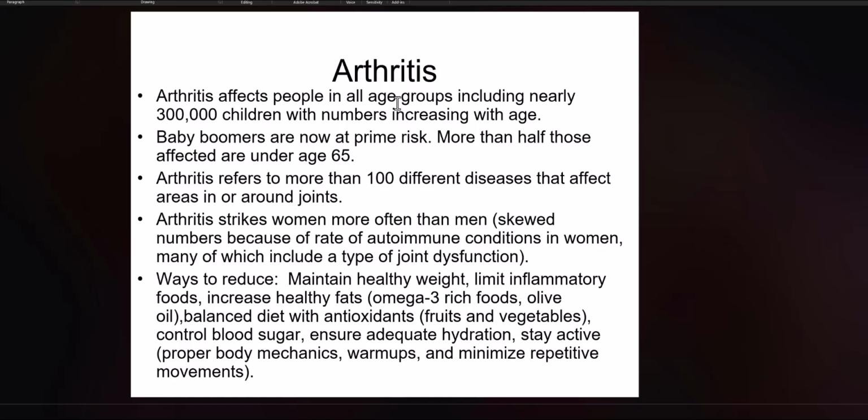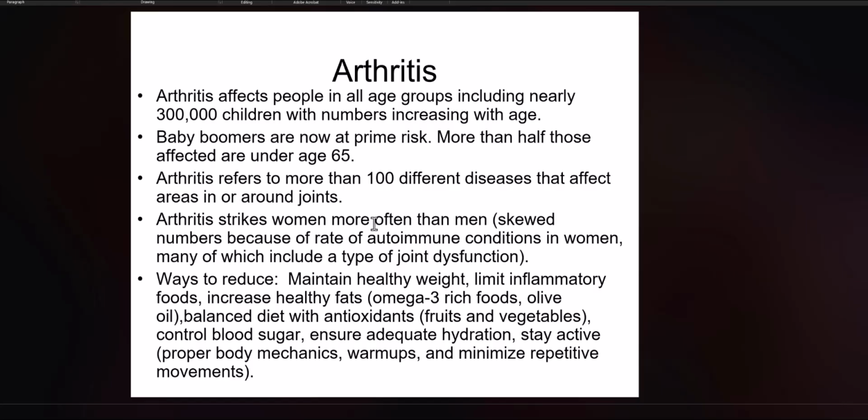Again, arthritis is not just a type of disease of the elderly. There are forms of arthritis in young people as well. It will get worse with age. Definitely, there's an aging component to arthritis, and again, over 100 different diseases are considered a part of the arthritis family, if you will. Arthritis will strike women more than men, and those numbers are skewed because there's a greater number of autoimmune conditions in women. Things like lupus and fibromyalgia also cause issues with joints and are part of the arthritis umbrella.